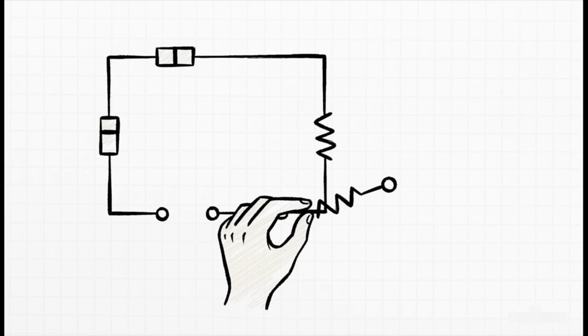This leaves us with 2 open terminals. Everything we do from here on out is to figure out what the rest of that circuit looks like from the perspective of these 2 points.